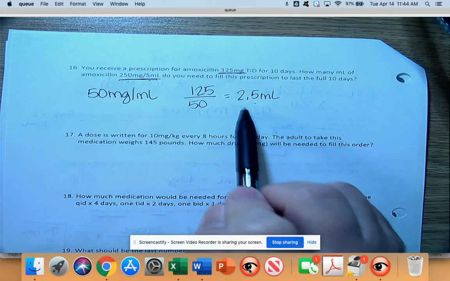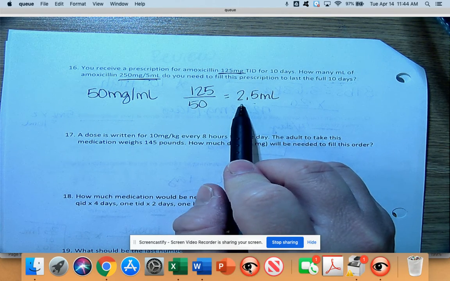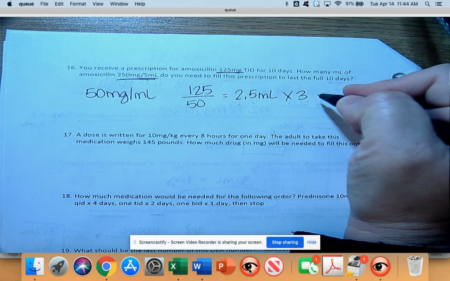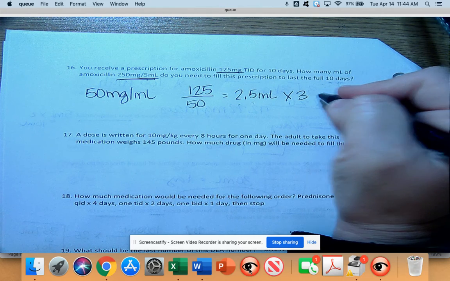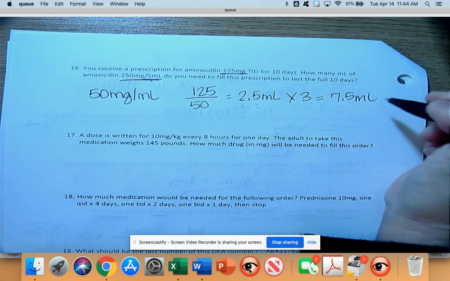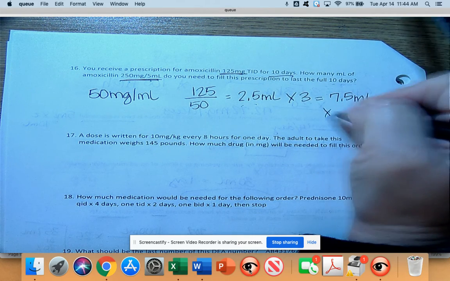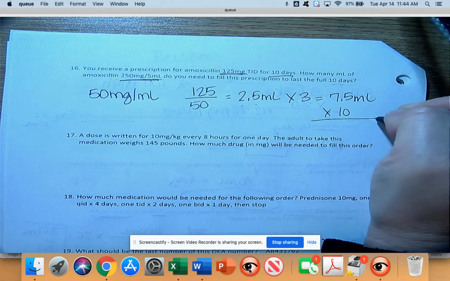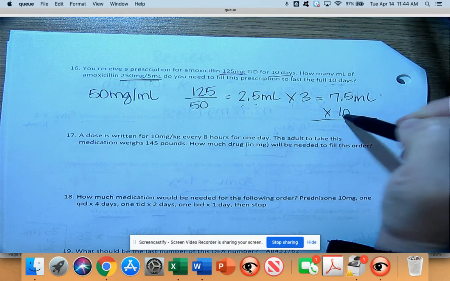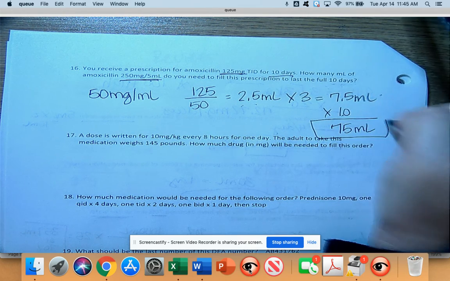So let's figure out how many I'm going to need for 10 days. I'm going to tell my patient to take 2.5 milliliters, 3 times a day, so times 3, and then I get 7.5. So the patient's going to take 7.5 milliliters every day, and they're going to take that for a total of 10 days. So I'm going to multiply 7.5 times 10, my daily dose times my days, which is 10 days. So I'm going to need to dispense a total of 75 milliliters.